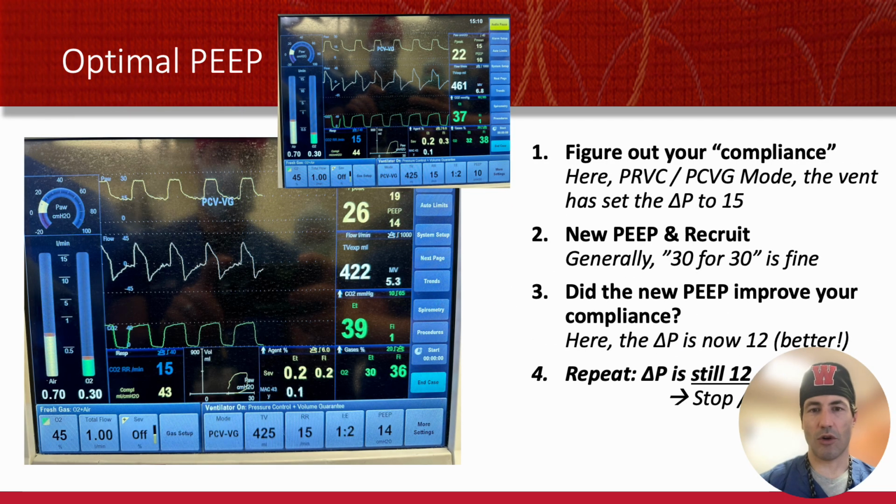Here, our old vent settings were on the upper right, and here, our new vent settings are down there. So I went from 5 to 10. My driving pressure went from 15 to 12. That's good. And so now I went from 10 to 14 on my PEEP. So from 10 to 14, I applied a mini recruitment maneuver. I waited and I asked myself, did this improve my compliance or not?